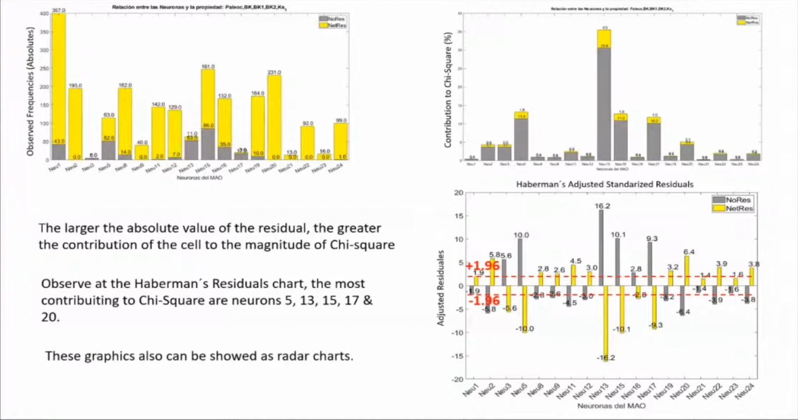This kind of graphics, the Haberman residuals or the percentage of the absolute values of Haberman residuals, the percentages, and the observed frequencies can be generated as spider or radar charts.